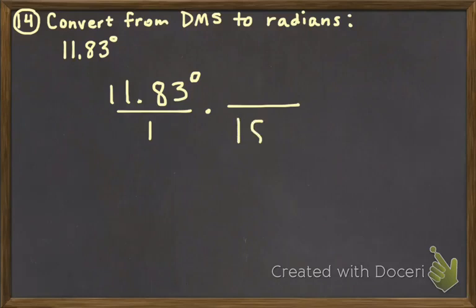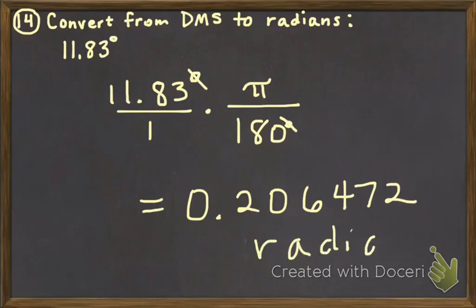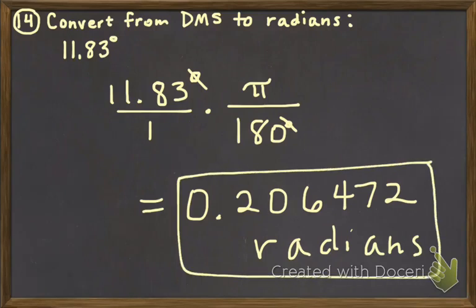And we know we need the 180 degrees on the bottom so that the degrees will cancel and leave us in radians. And then when you have decimals and stuff involved, you can go ahead and just type that in your calculator because we're going to get a pretty ugly decimal here. 0.206472. And if you leave the units off, it's understood to be radians, but just to get you used to the idea of thinking in radians, you should probably write the word radians, or at least RAD as an abbreviation for units on your answer.